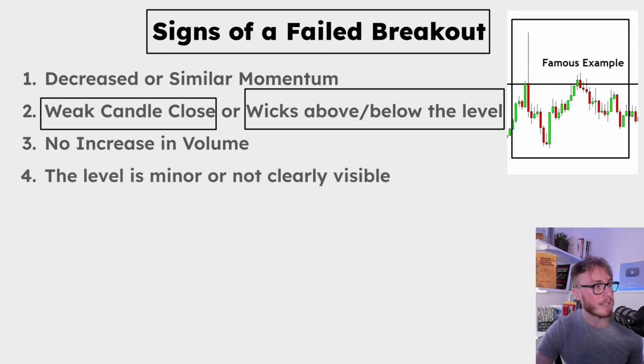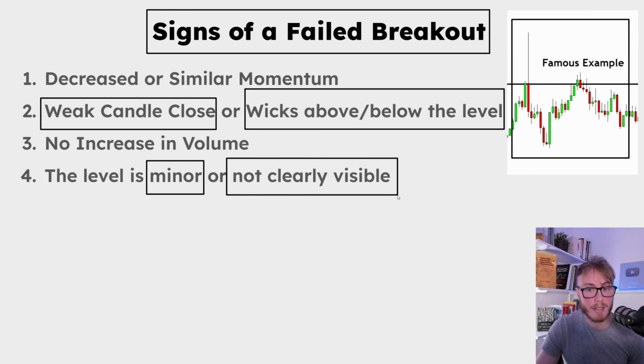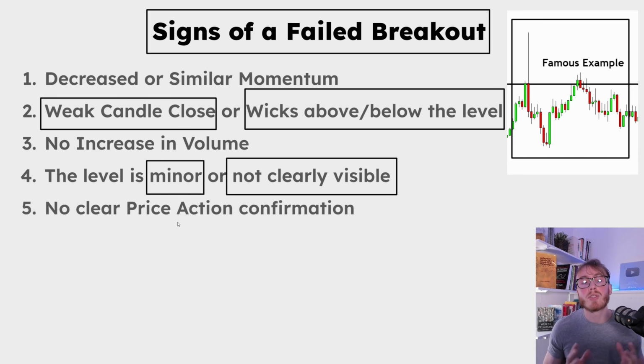The next point here is that the level is minor, or not clearly visible on the chart. So remember from the Bitcoin example, that level was the most obvious level on the whole Bitcoin chart. So that made it a very good trading opportunity. But if the level is hidden or not clearly visible, this can be a bad sign. Last but not least, we're talking about no clear price action confirmation.